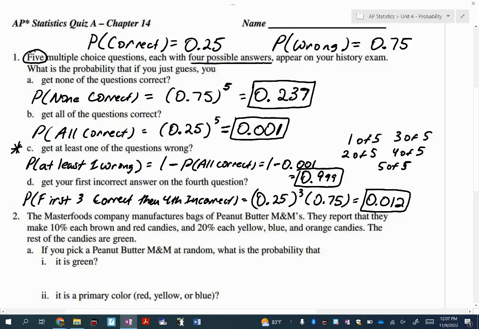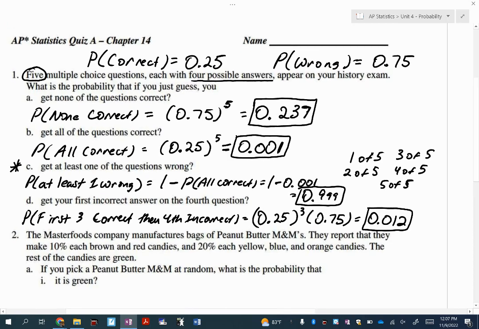All right, now that's it for the first one. I'm going to move to this next example, but make sure, come see me if you have any questions about any of this stuff, because this is the kind of stuff you're going to see on the quiz for Chapter 14.